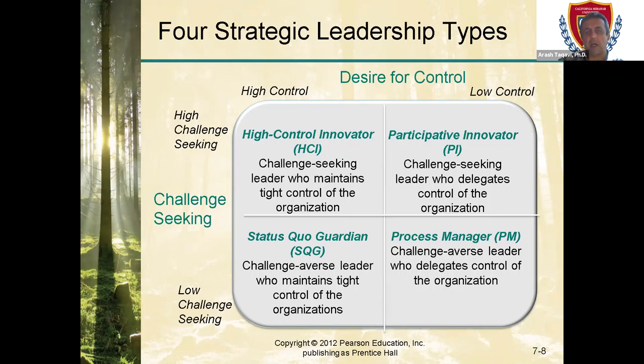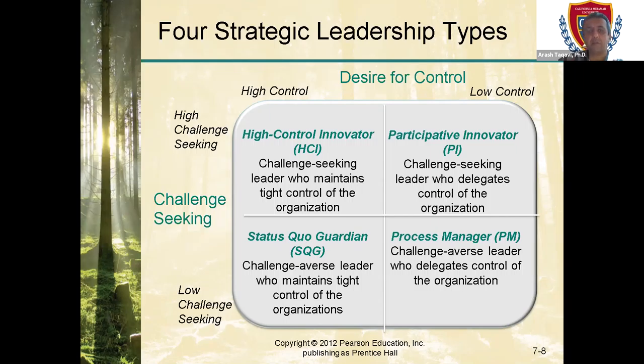So HCI, high control innovator, PI, participative innovator, SQG, status quo guardian, and PM, or process manager. What are the features of each categorization? At first, high control innovators: people with a high degree of desire for control, and also with a high degree of challenge seeking.